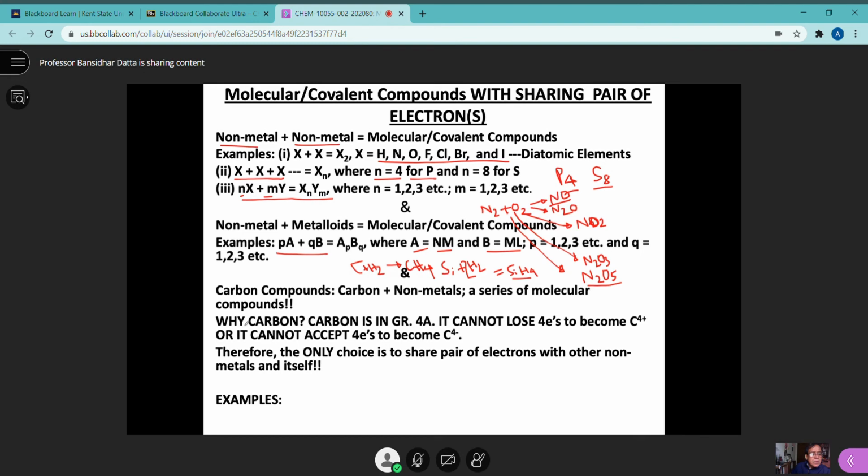The last but not the least, carbon compounds. Carbon plus non-metals makes a series of molecular compounds. You can make millions of molecular compounds. And that class of compounds, as you probably know, I'm not going to go through the details of those. I describe the compounds in a different way: organic compounds. Don't be scared of it. Many people are, but don't be scared of it.